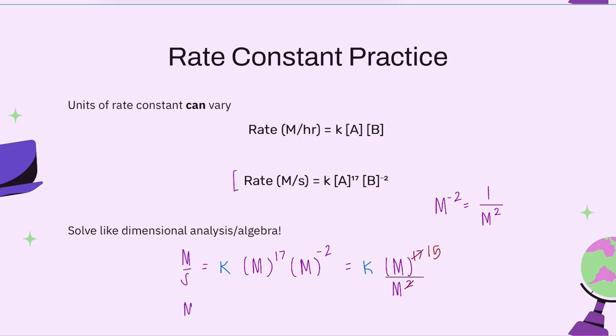So then M over S is equal to K times M to the 15th. To get rid of my M to the 15, I know I'm going to have to divide on this side. I'm going to cancel that. And then I know that my 15s, one of my M's on the bottom is going to cancel out and become 14 with my 1 on the top. So then my K final unit is going to be 1 over M to the 14 times S.